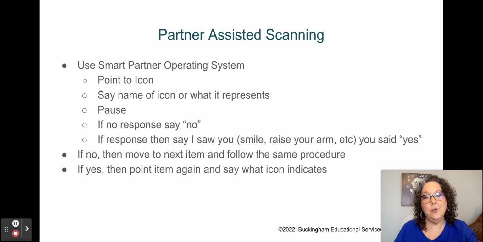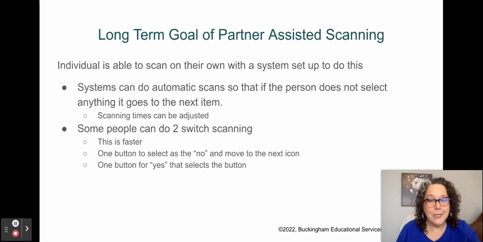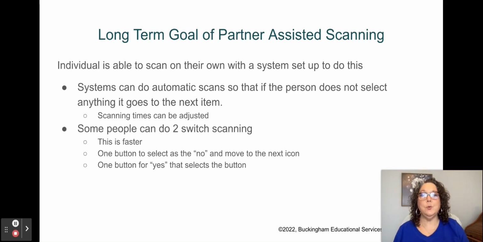So that's how you would do partner assisted scanning. I'll have another video that goes more in depth, but that's it in a nutshell. As we're looking at long-term goals of partner assisted scanning, we want to make sure that we know that ultimately our goal is that an individual can get on a communication system, a dynamic system that's set up to be able to independently do this so that they don't have to have somebody with them all the time in order to be able to scan.